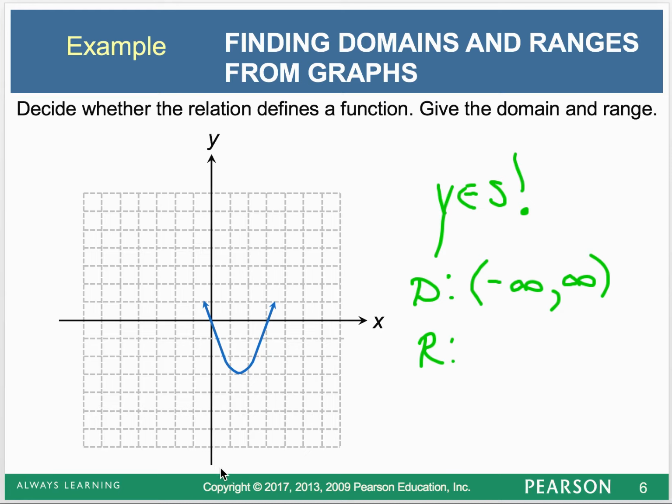Range. I'm going up, no graph, no graph, no graph, no graph. Oh, here's the first piece of the graph. When y is -3, now I'm going to include that point because it is touching that -3 point, right? And then there's graph, graph, graph, graph, graph, arrows, meaning it's going up forever, so it goes all the way to infinity. Okay? So on graphs, determining if it is a function, use the vertical line test. And then how to find the domain and range from the graph.